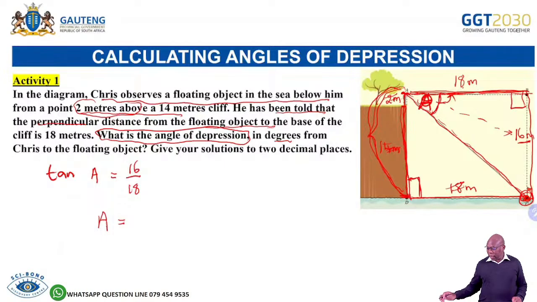Obviously, I take my calculator and I say shift tan, open bracket, fraction button, 16 over 18, close bracket, equals to. So shift tan, because I need an angle, open bracket, 16 over 18 with the fraction button, close the bracket. What will be your angle there? I hope we will get the same angle, which is 41.63 degrees. They said give your solution to 2 decimal places. Please read the instruction. And the answer is 41.63 degrees.